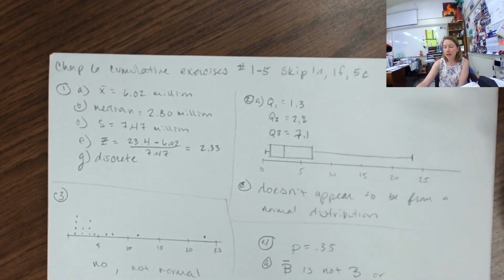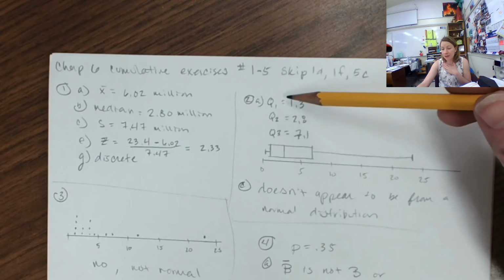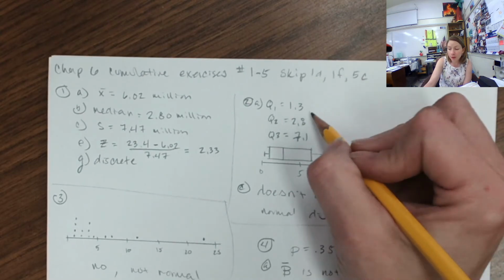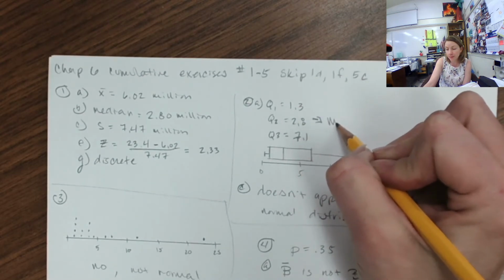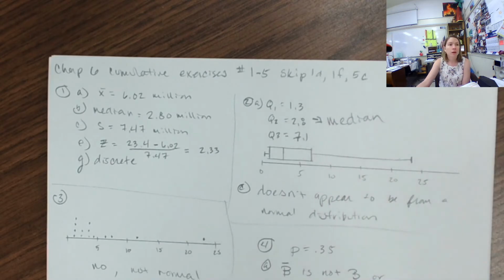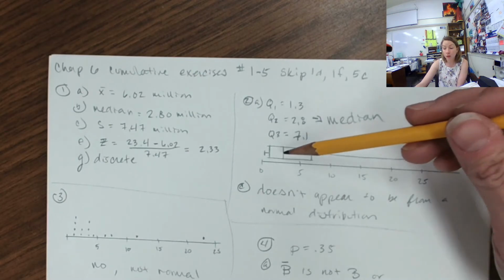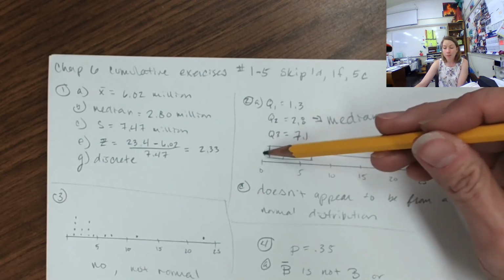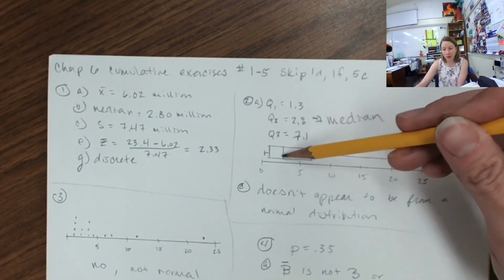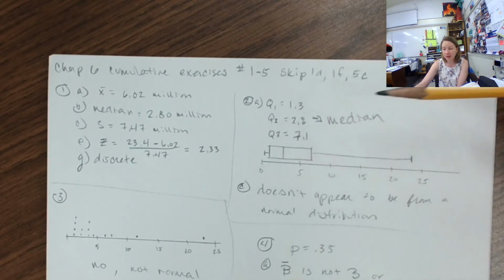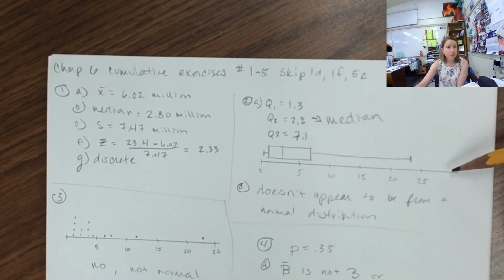The next one, they want us to make a box plot, right? So they ask us Q1, Q2, and Q3. Remember Q2, that's just our median. There's nothing special going on there, just the median. Q2 is another way to say it because it's the second quartile, right? Here's my min, my first quartile, second quartile, third quartile, or, you know, the median. And then make your box plot, right?